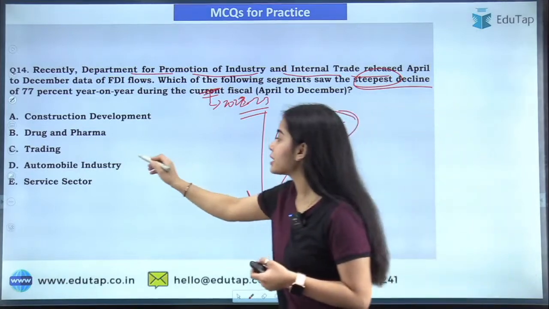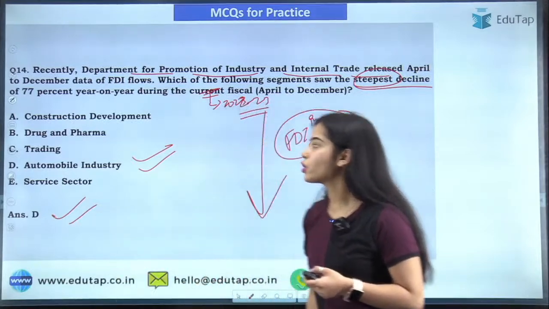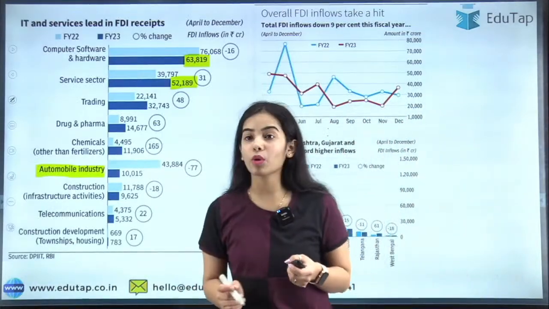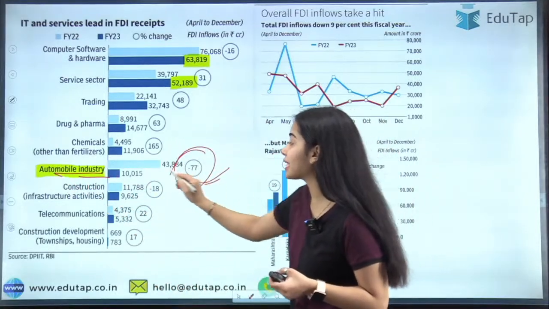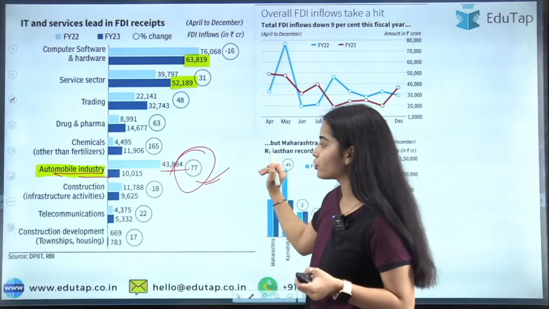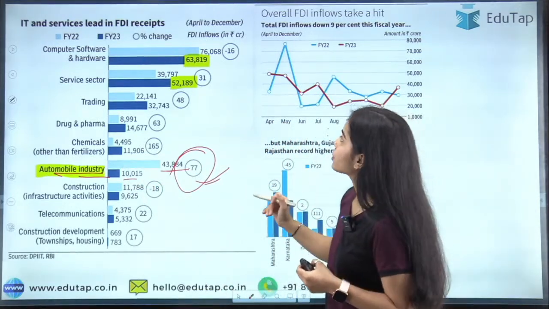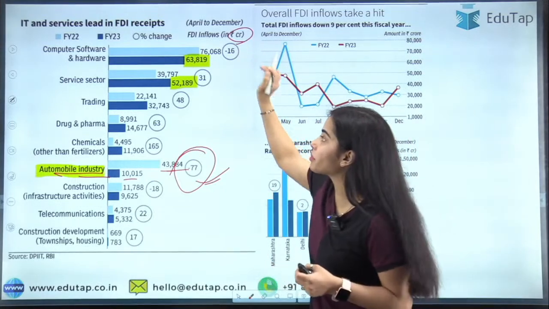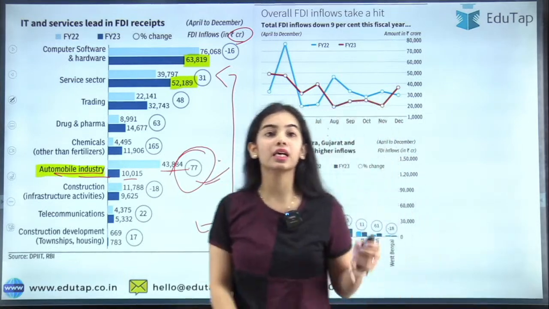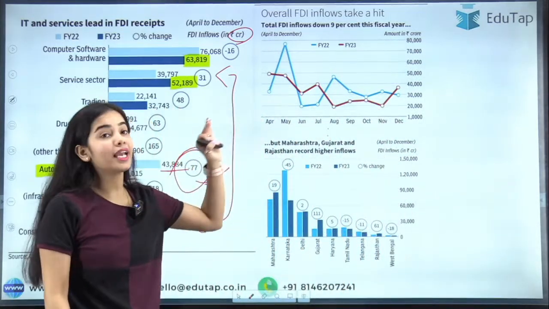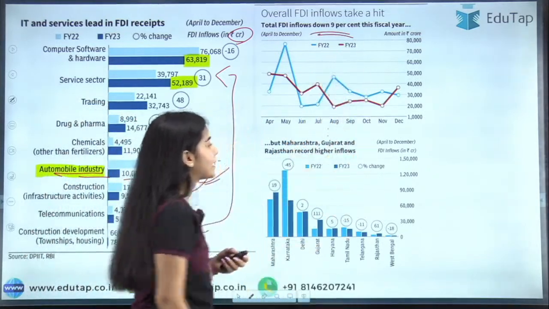So here the right answer is the automobile industry. So the answer is D. I hope you understand that the automobile industry was the one. Here you can see the automobile industry got the steepest decline, from 43,884 to only 10,000. The FDI inflows have gone down by this much, and it is in crores. Remember this: the most decline is in the automobile industry, and the FDI inflows in total have declined by 9%.